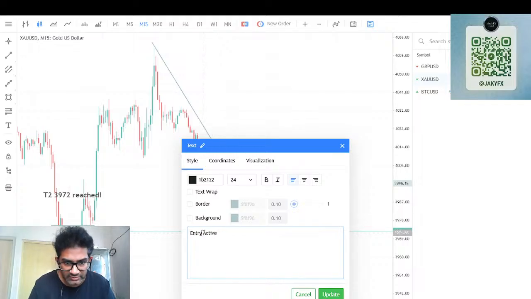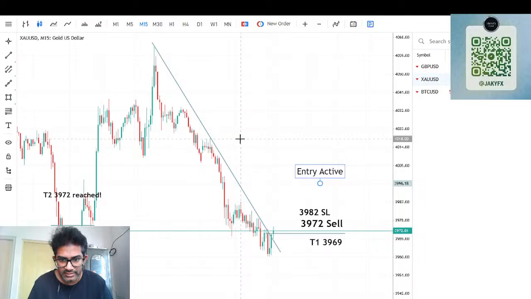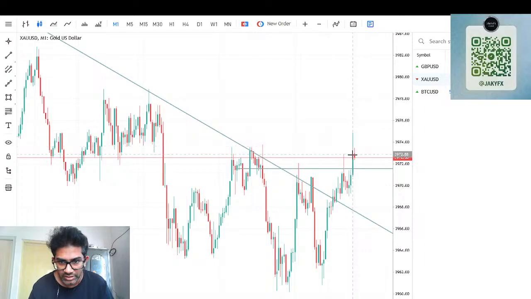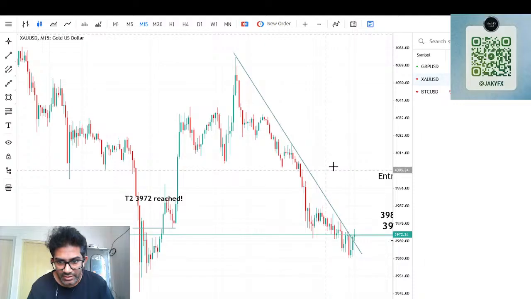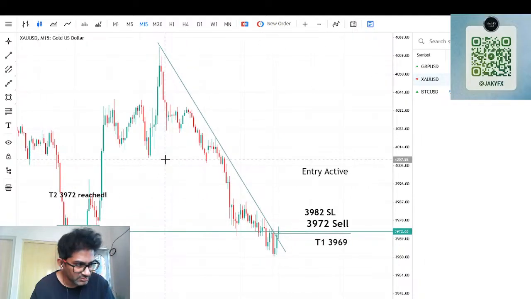Okay, the entry is active. 3972 से सेल एंट्री एक्टिव हो चुका है क्योंकि 1 मिनट कैंडल में रिवर्सल आ गया. We got a reversal of the 1 minute candle. So those who can enter now, at 3972. The first target could be 3969. The second target could be 3963.